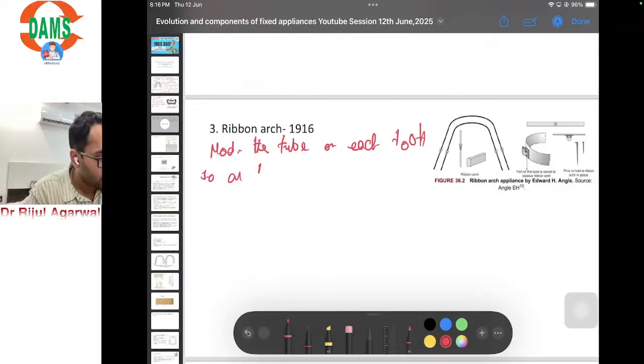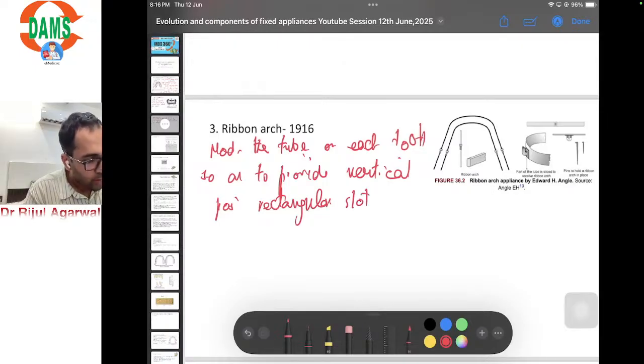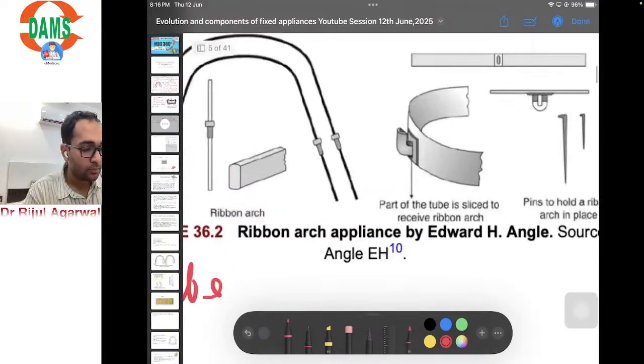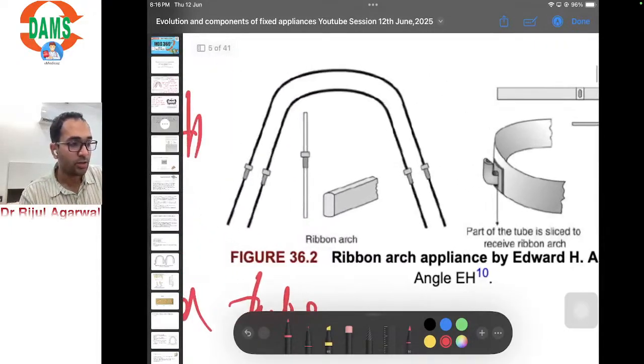so as to provide a vertical position, rectangular slot behind the tube. This was the bracket, this was the modification. The part of the tube was sliced to receive the ribbon arch. So this was the ribbon arch, and this was the cross section of the ribbon arch.